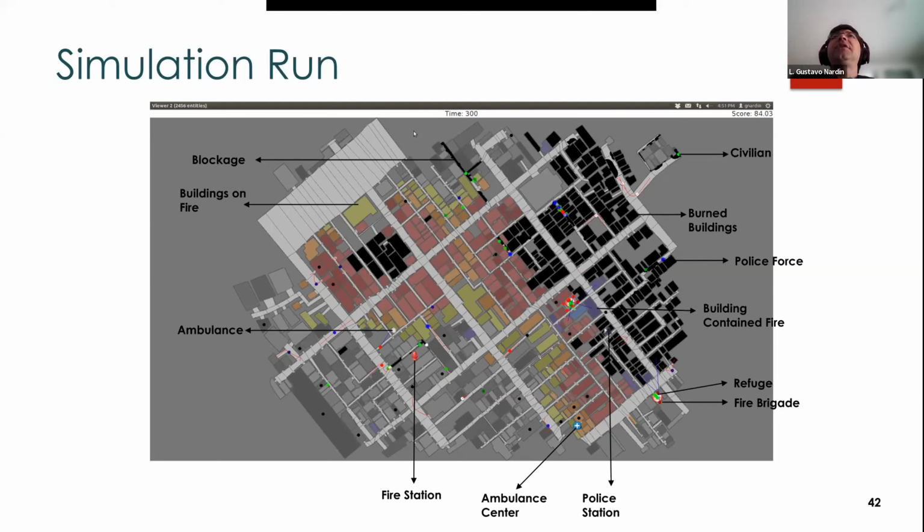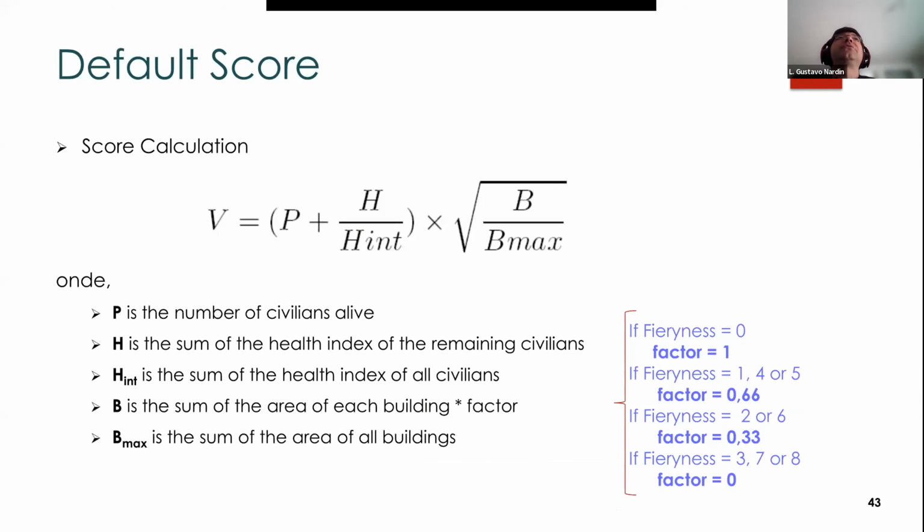In addition to these elements, we have the centers. So we have the refuge that is represented as a house. We have the police station, which is a police hat, an ambulance center, which is a hospital symbol, and a fire station, which is the hydrant. These are just the elements that you visualize when you run.